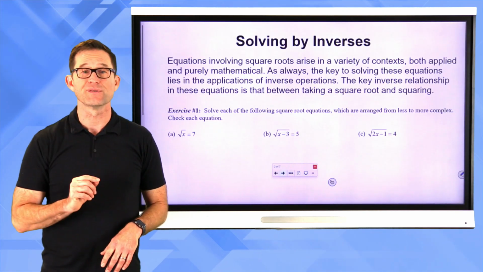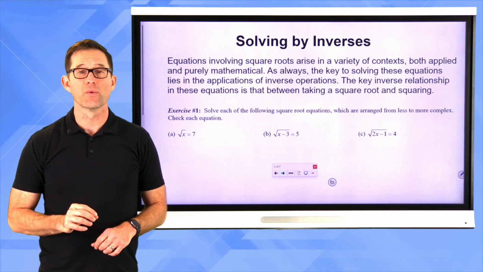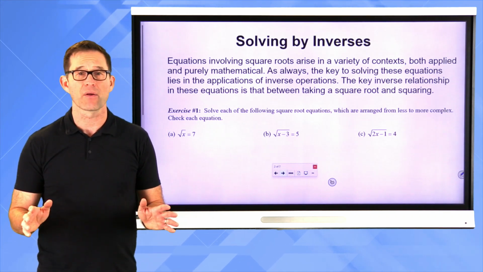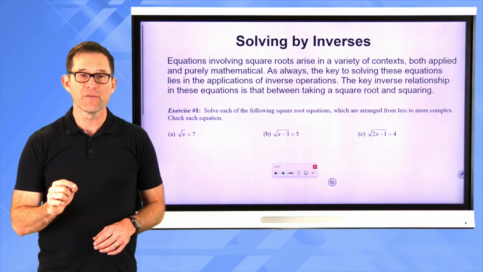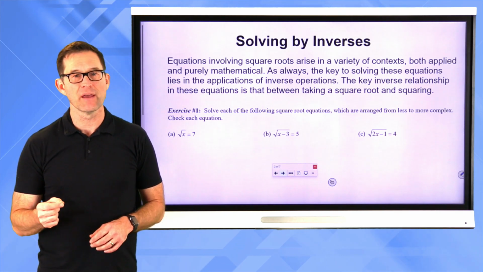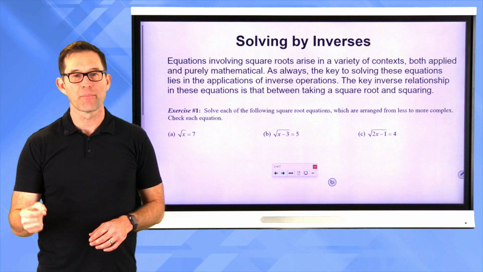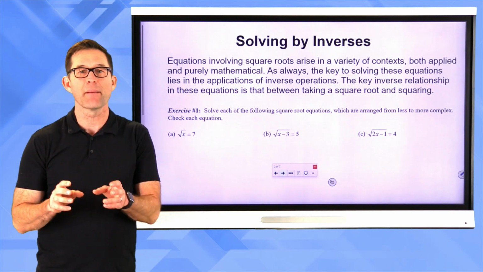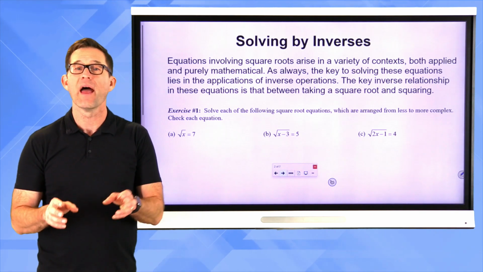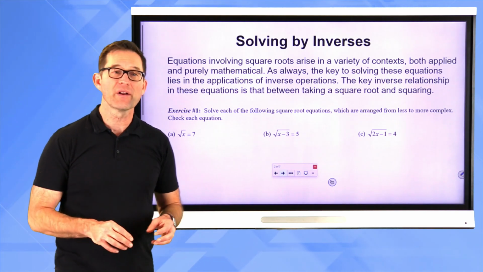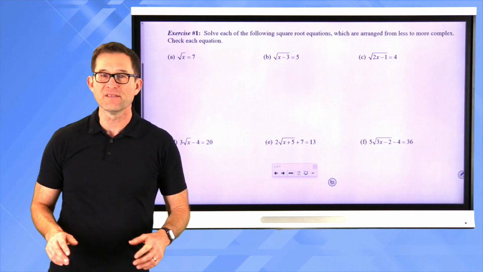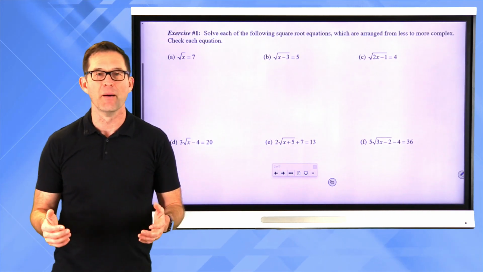Solving by inverses. Equations involving square roots arise in a variety of contexts, both applied and purely mathematical. As always, the key to solving these equations lies in the applications of inverse operations. The key inverse relationship in these equations is that between taking a square root and squaring. So we're going to start off in exercise number 1, real easy, and we're just going to build it up.